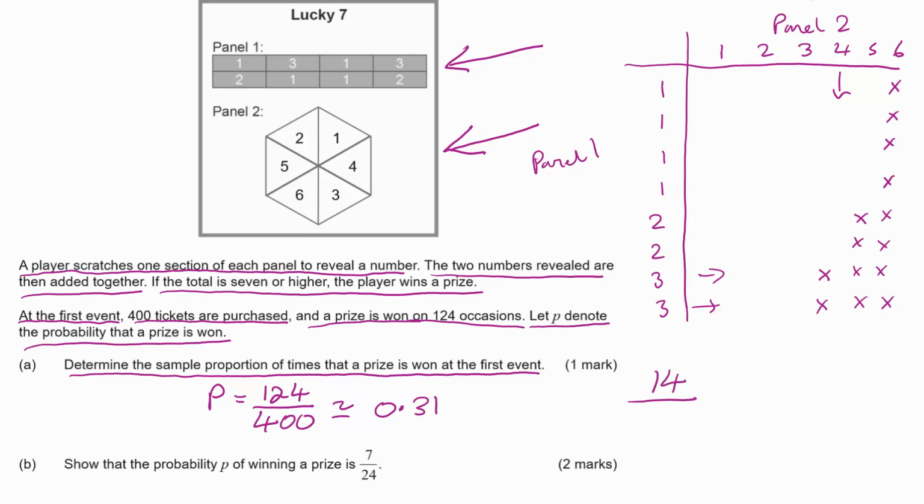And this is a 6 by 8 grid. So it's 14 over 48, which of course cancels down to 7 over 24.